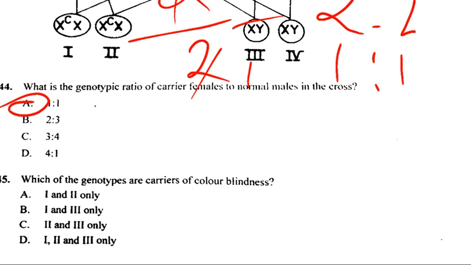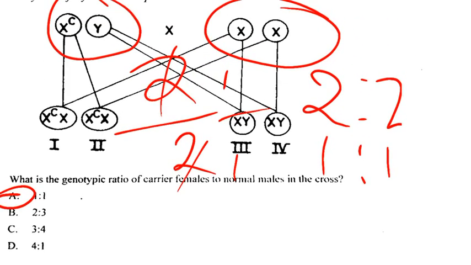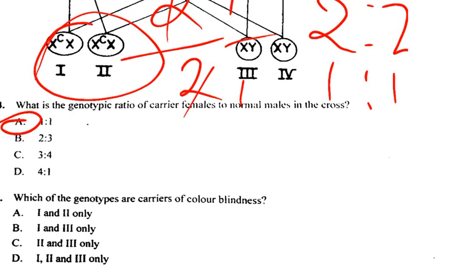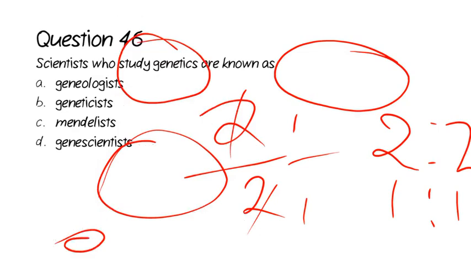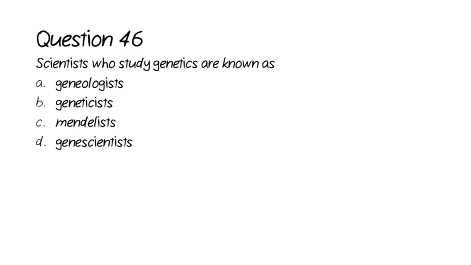Let me undo this. I previously mentioned that the individuals here, these 2 females, are carriers. Which of the genotypes are carriers of color blindness? So definitely that is our correct answer. And individuals, Roman numeral 1, and individual, Roman numeral 2 only, are carriers of color blindness. With this in mind, I have completed what I have to teach in this particular video.